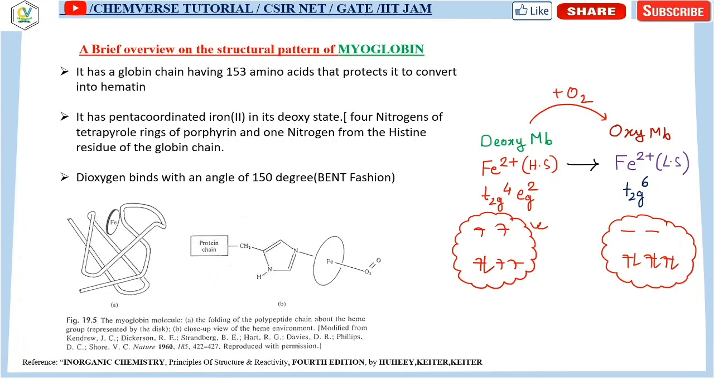Now the point is that in some books, like in Housecroft, you can see that conversion from iron 2 plus to iron 3 plus low spin will occur, but it's not experimentally proven what actually happens. So you can think that these two are in equilibrium. Okay, but in most cases you will find Fe2 plus high spin to Fe2 plus low spin.